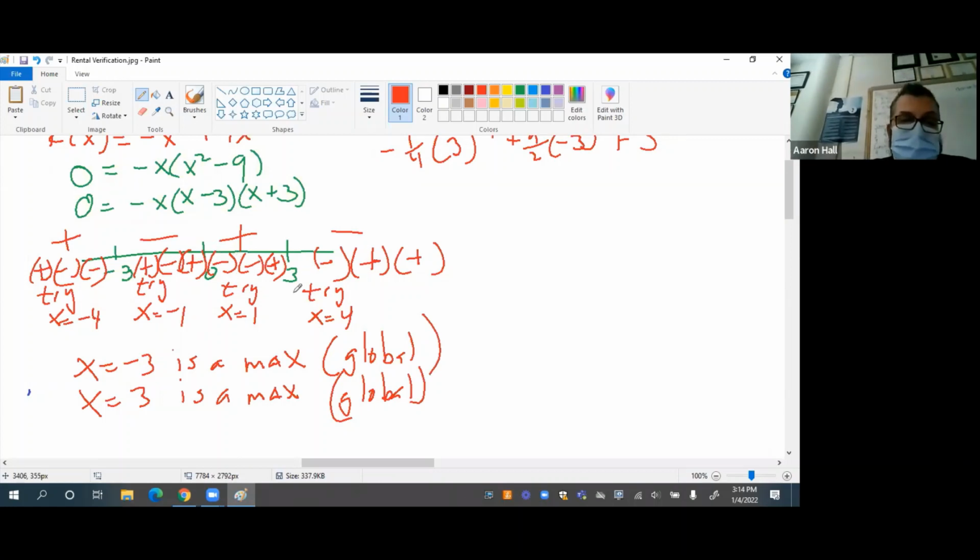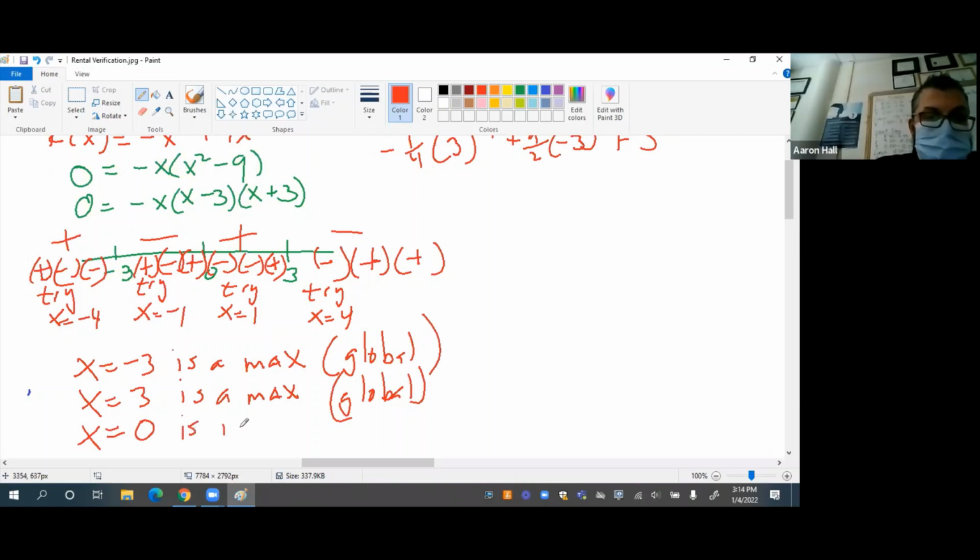Okay, what's happening when x is 0? It's a min. Yeah, we have a graph that's negative followed by a positive slope, so that's a min. What kind of min is it? I hear global and I hear local.